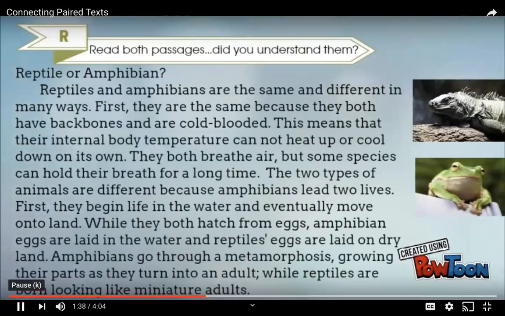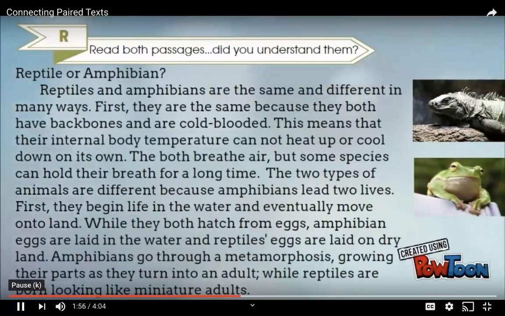Reptile or amphibian. Reptiles and amphibians are the same and different in many ways. First, they are the same because they both have backbones and are cold-blooded. This means that their internal body temperature cannot heat up or cool down on its own. They both breathe air, but some species can hold their breath for a long time. The two types of animals are different because amphibians lead two lives.